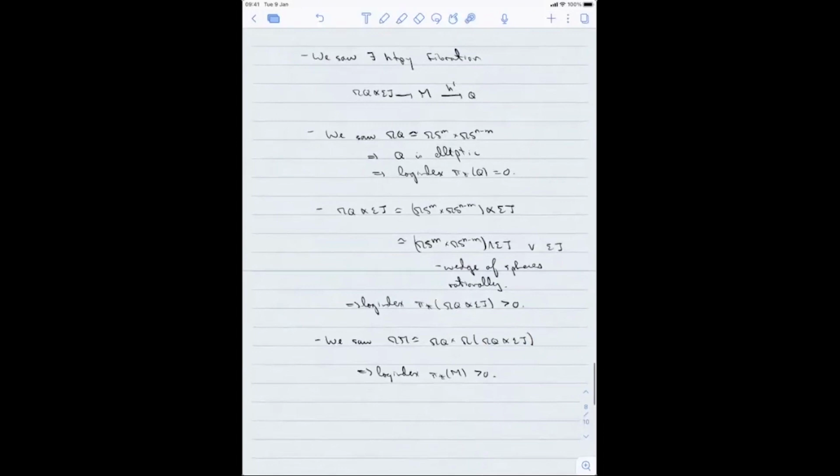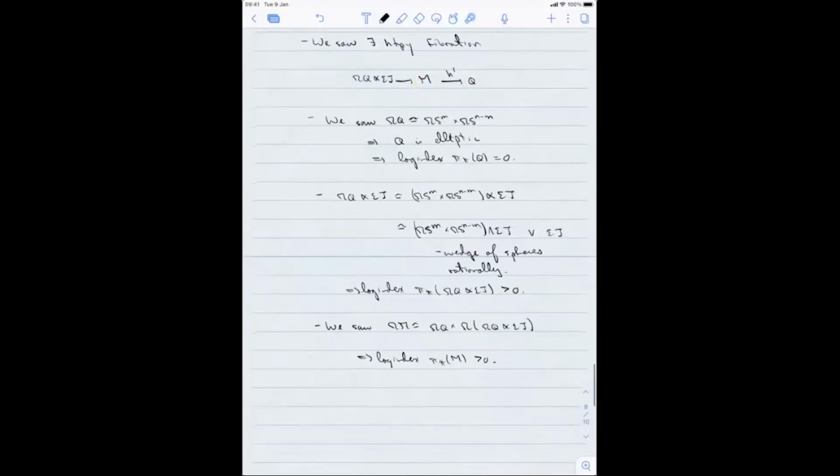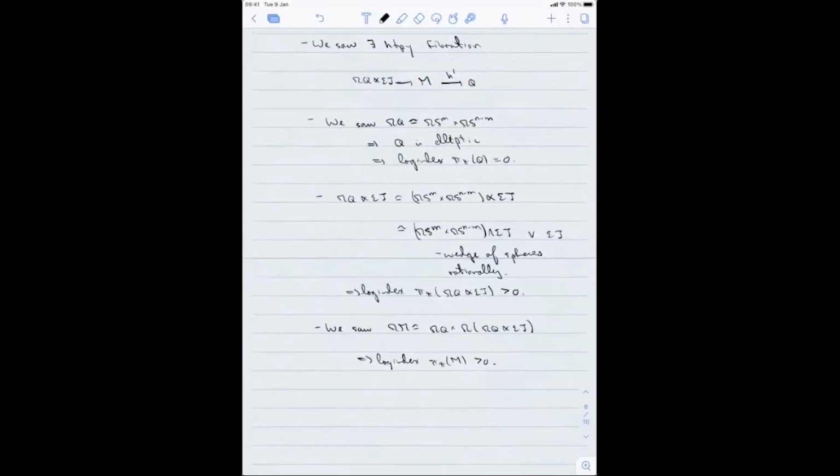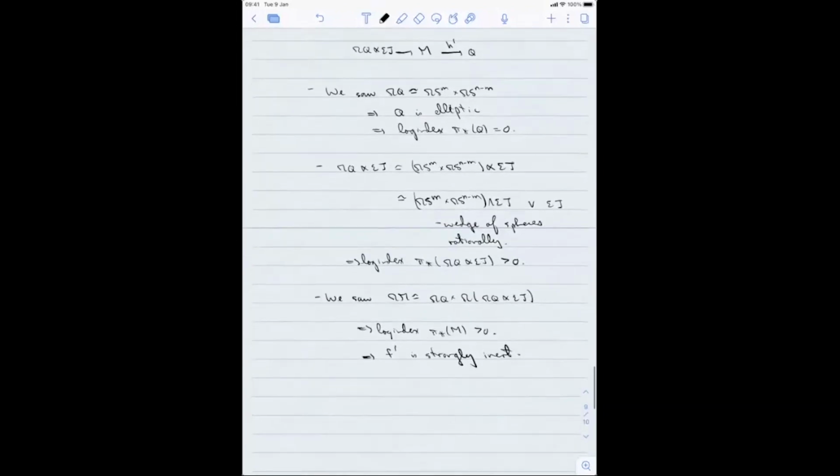And now, if we go to this fibration again, we've got the log index of M being strictly bigger than 0, the log index of Q being equal to 0. So one is strictly bigger than the other. And that implies that this attaching map F prime is not only inert, it's strongly inert. And now you can apply the previous theorem.